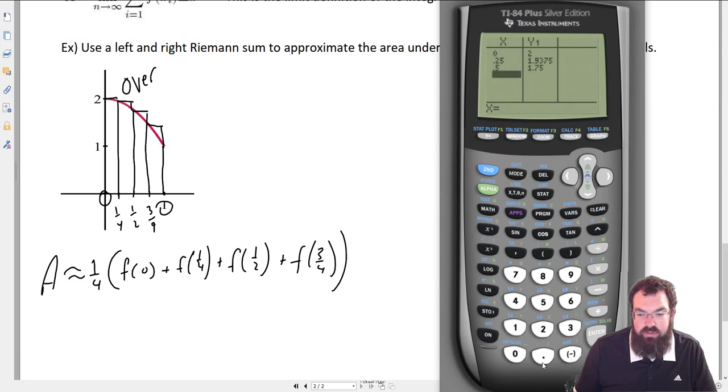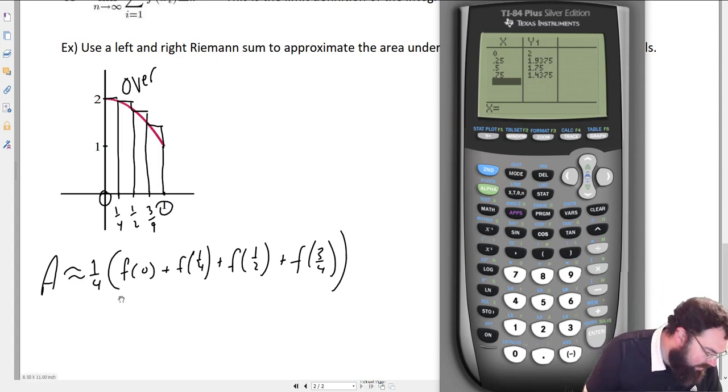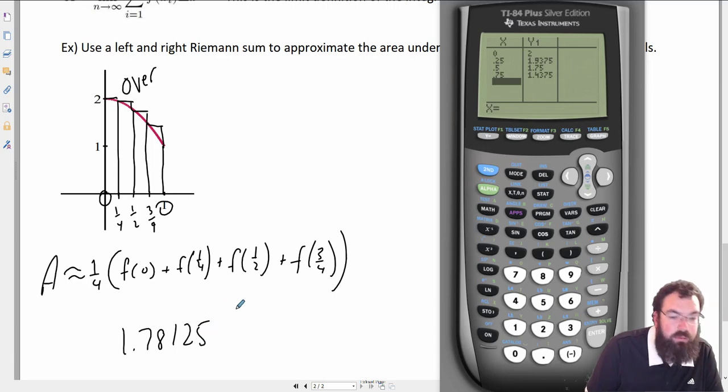0.5 and then 0.75. Okay, hopefully that rings a bell from last year. That's how you can find those specific values fast. And so I'm just going to add them all up, and then multiply by 1/4, and I get somewhere in the neighborhood of about 1.78125.